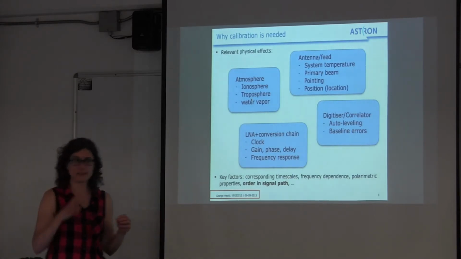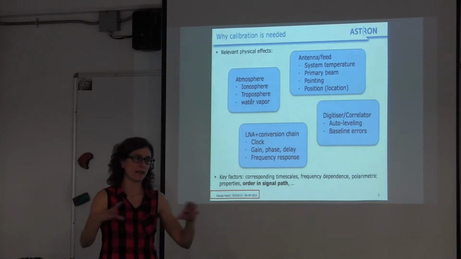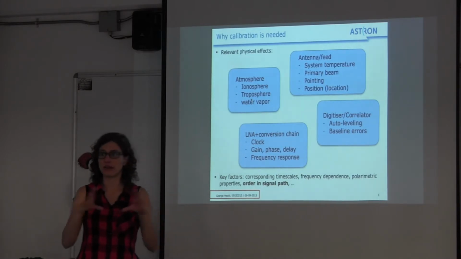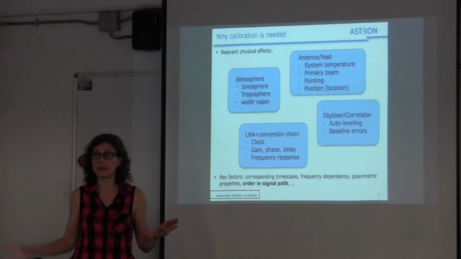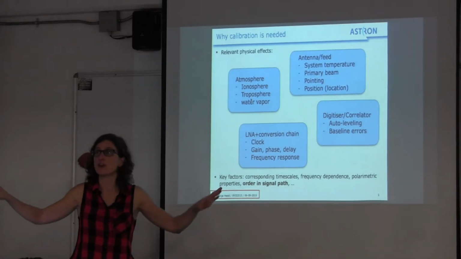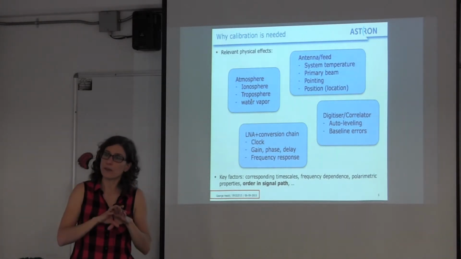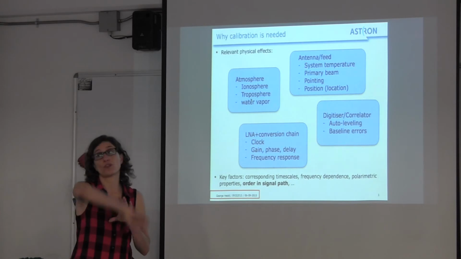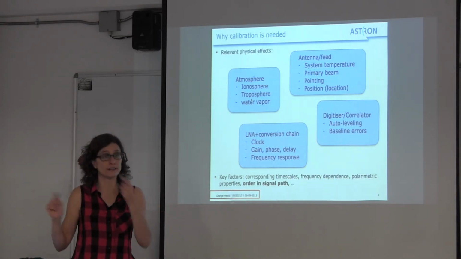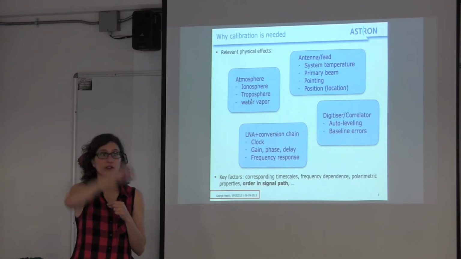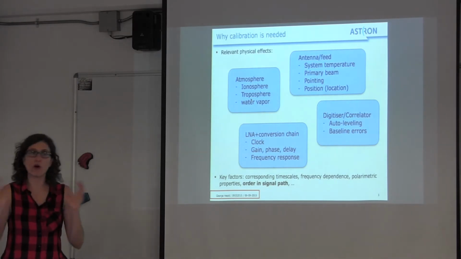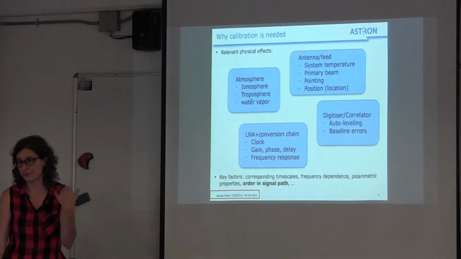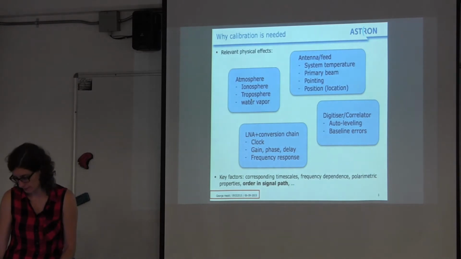Like for LOFAR, for instance, the central part of the array, they are all connected to the same clock. So exact clock, all of them have the same clock. But the outer antennas are far away. They have their own clock systems. When they combine the data of the core stations with respect to the remote stations, they need to correct for the delays in the clocks of the remote stations. Okay? This is just an example of all the factors that can affect the signal that you want to detect.